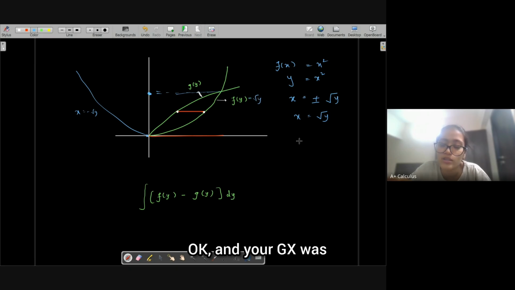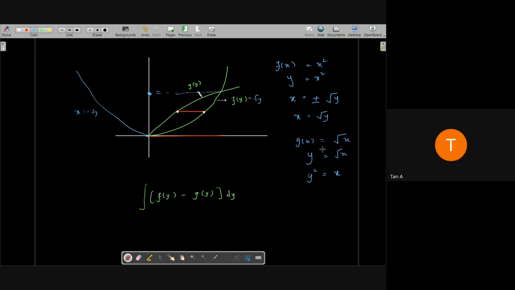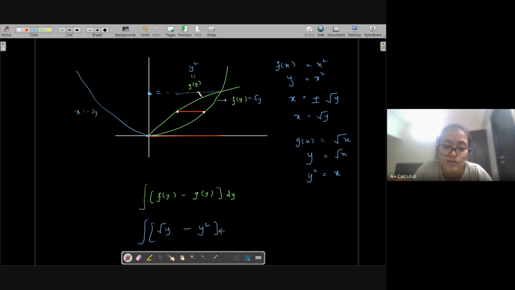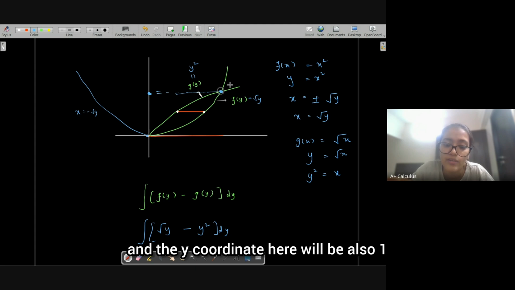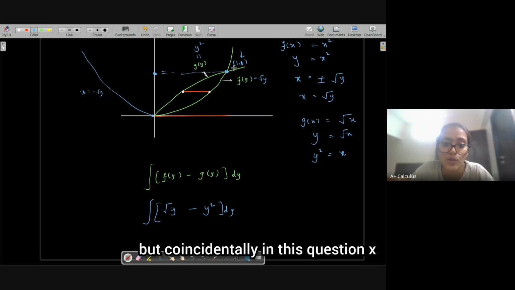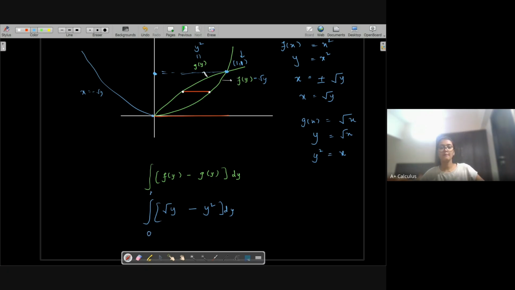And your g of x was square root of x. That means y is equal to square root of x. That means y squared is equal to x. So this curve is g of y equals y squared. So your integration will be square root of y minus y squared dy, and the y coordinate here will also be 1. See, this is 1 comma 1. So you have to take the y coordinate this time. But coincidentally, in this question, x and y coordinates are both 1 comma 1. So 0 to 1.